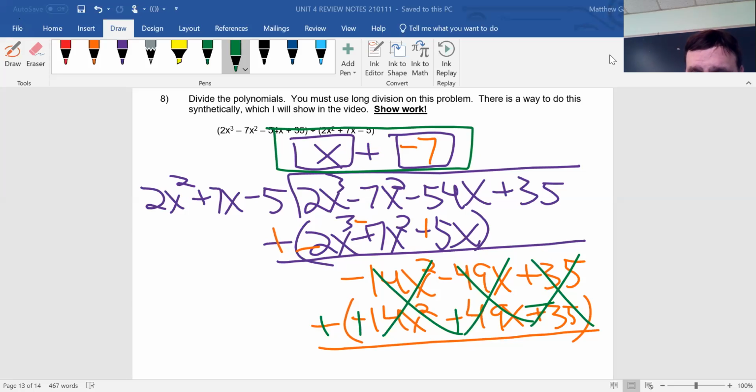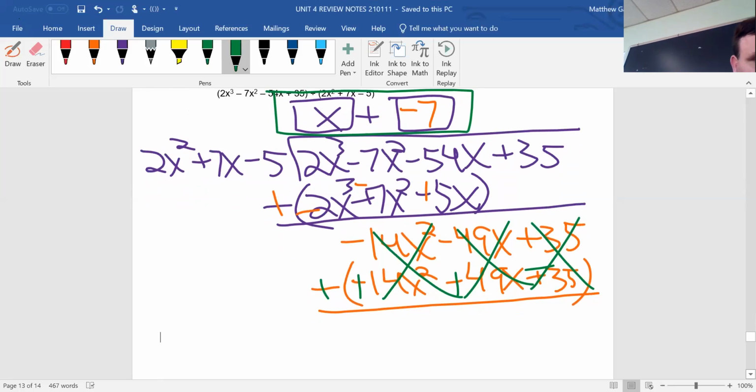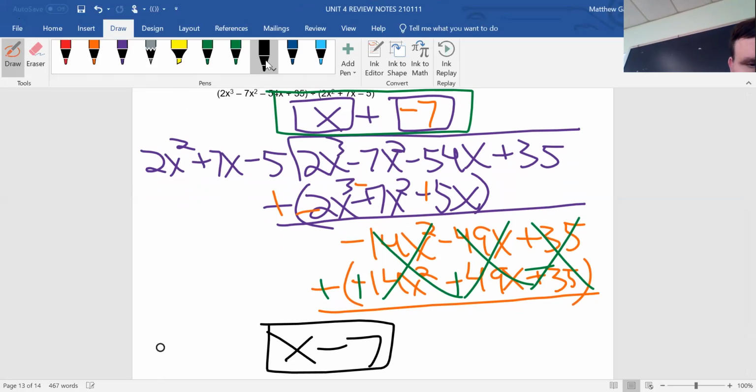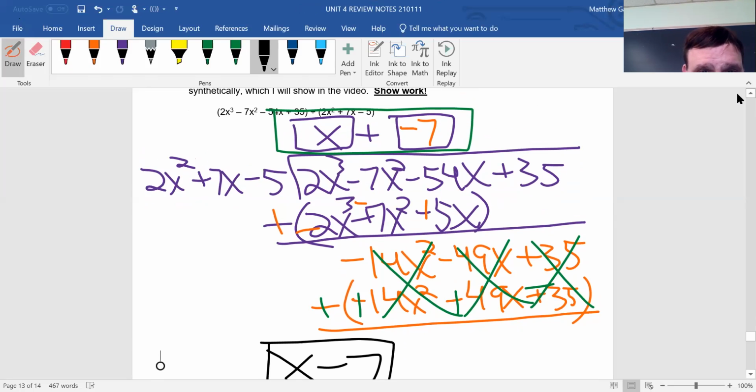Okay, so the quotient here should be x minus 7. A little bit different, but definitely attainable. So x minus 7. So basically here, you're dividing a cubic by a quadratic. So you got 3 terms in your divisor.